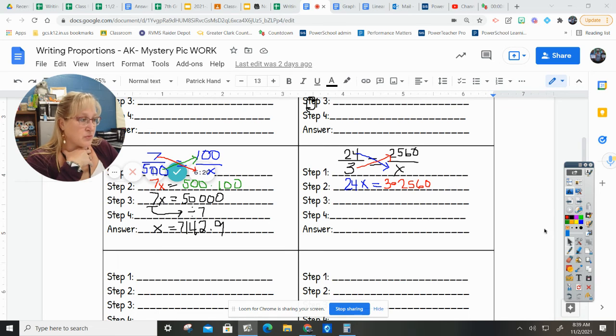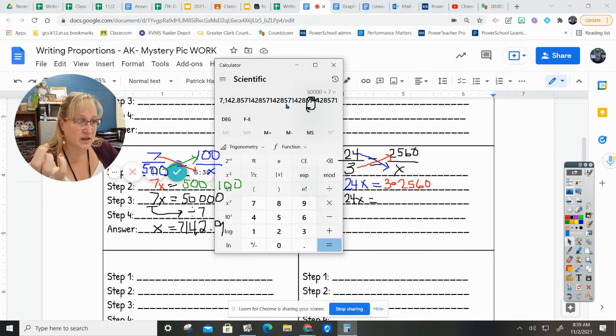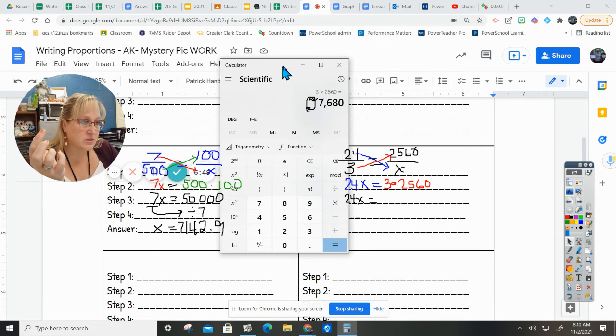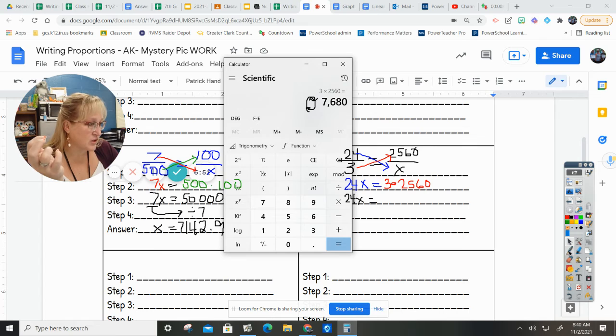The next step is to multiply what we can. Well, 24x is just going to be 24x. But I can do 3 times 2,560 using the calculator. Clear. 3 times 2,560. Well, that didn't work. 2,560. Looks like it's 7,680.